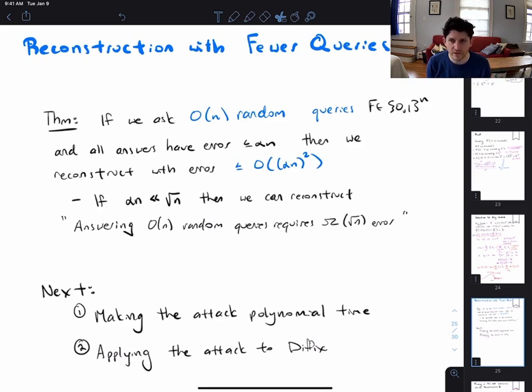So what are we going to do in the next video? First, I'm going to talk about how to make this attack polynomial time. So far we've just used a polynomial number of queries, but we haven't made the attack polynomial time. Then I'm going to talk about how this model of attacks applies to real systems for releasing statistics, and how challenging it can be to avoid these types of attacks, even though the theory is a little bit specialized to things like random queries.